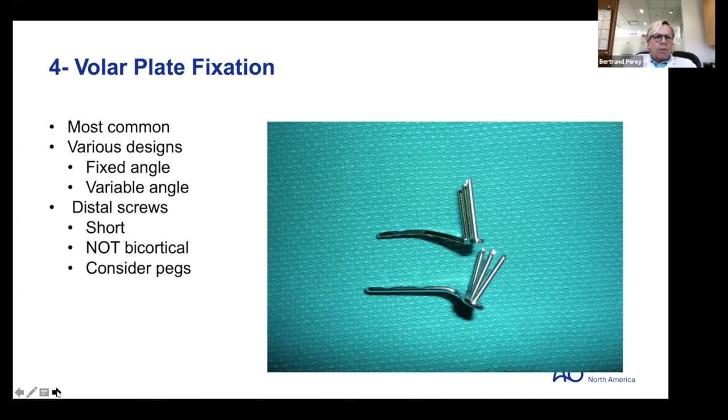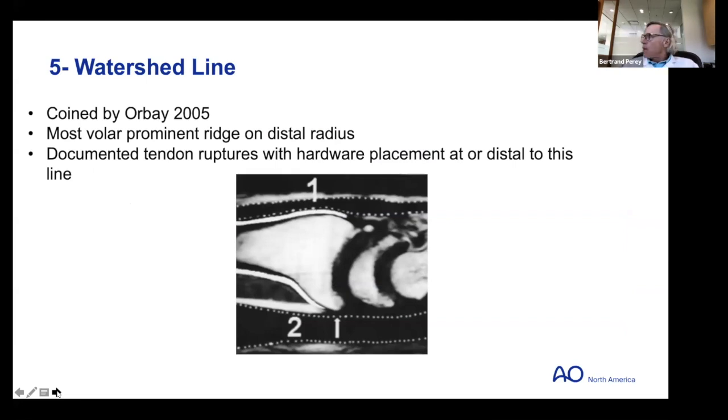Remember these distal screws to keep them short. They're not bicortical. And consideration for pegs may be at hand, as the pegs rarely have a sharp tip. So if you are indeed too long, you won't be causing tendon irritation. The watershed line is indeed the most distal part of the distal radius.